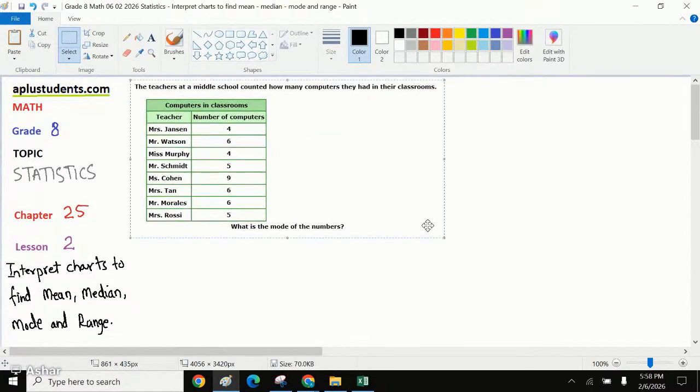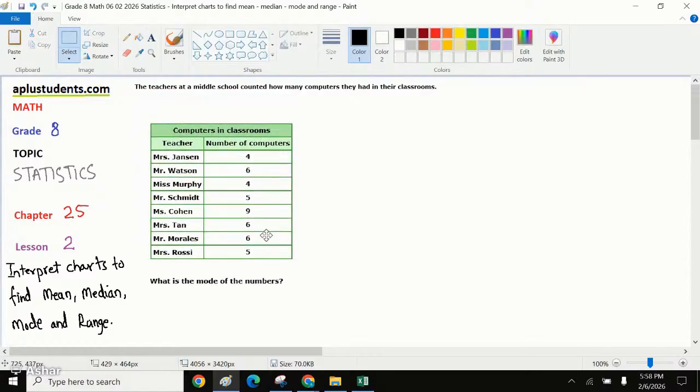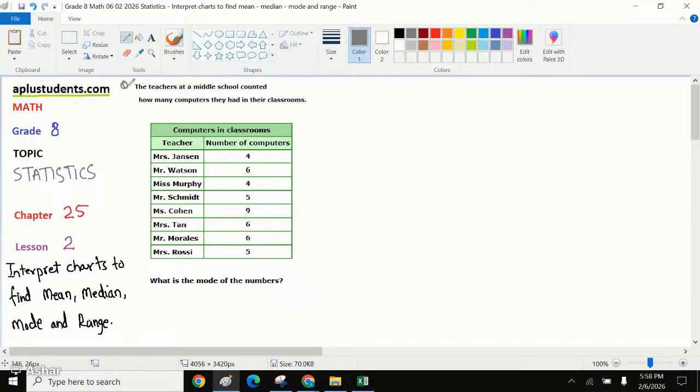So let's say the teachers, okay, what is the mode of the numbers that have been provided? Teachers at a middle school counted how many computers they had in their classroom. What is the mode, right?